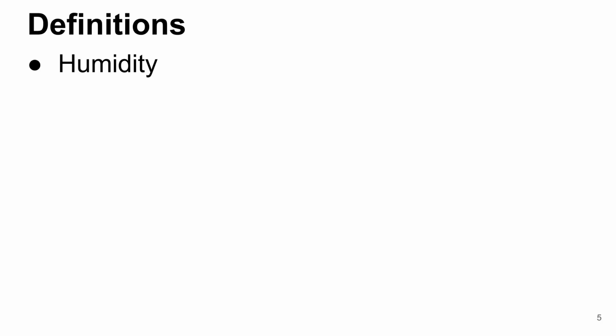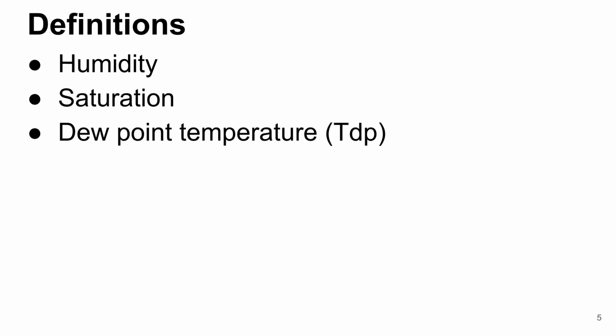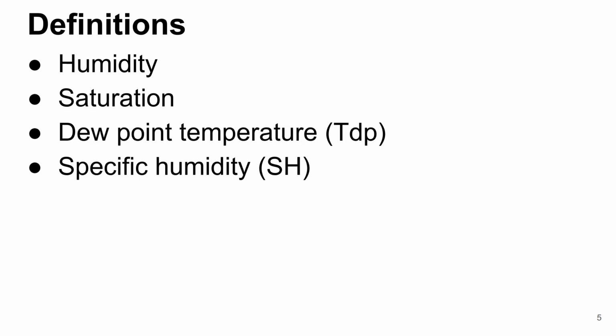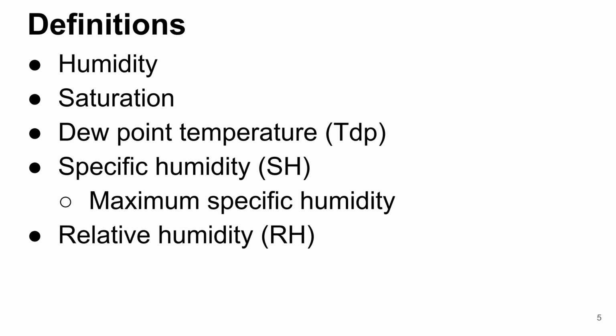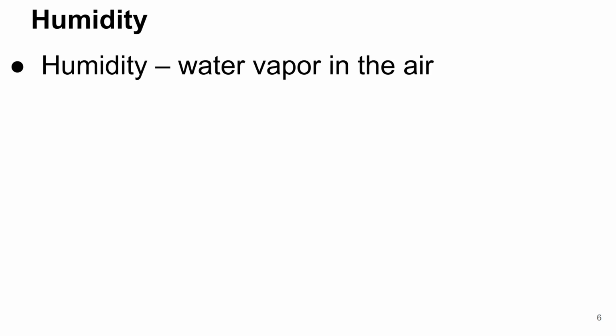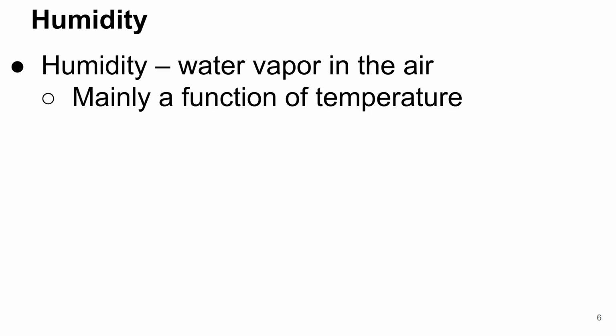So definitions: humidity, saturation, dew point temperature, specific humidity, maximum specific humidity, relative humidity. So humidity is just referring to water vapor in the air. Water vapor is a gas. It is water that has evaporated because it has absorbed enough heat energy to go through a phase change. It's no longer liquid. Now it's a gas.